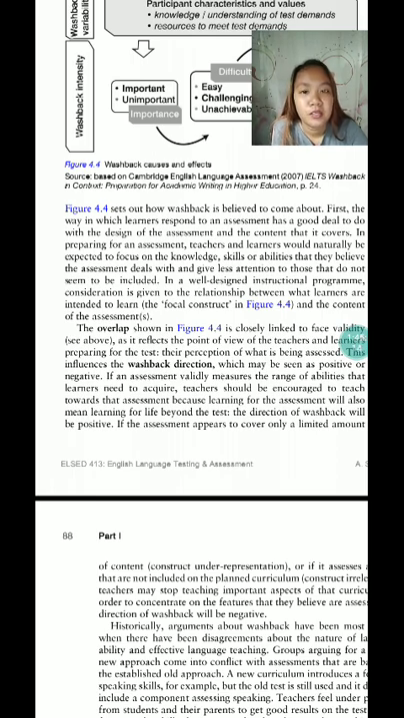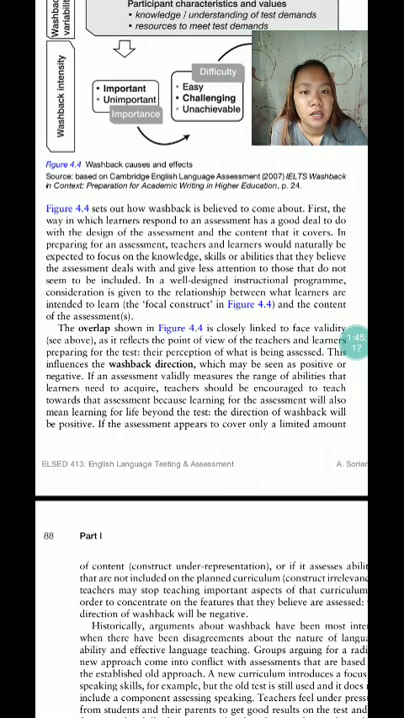Figure 4.4 sets out how washback is believed to come about. First, the way in which learners respond to an assessment has a good deal to do with the design of the assessment and the content that it covers. In preparing for an assessment, teachers and learners would naturally be expected to focus on the knowledge, skills, or abilities that they believe the assessment deals with and give less attention to those that do not seem to be included.